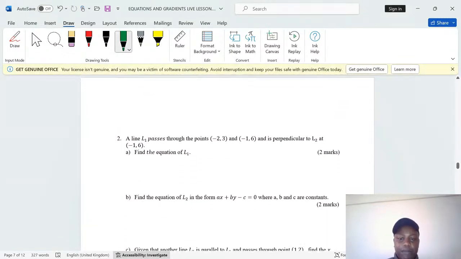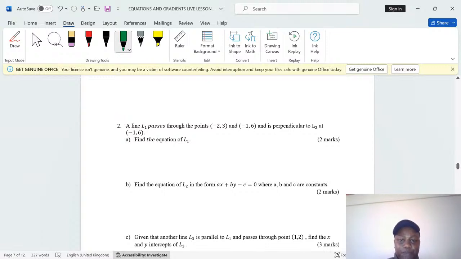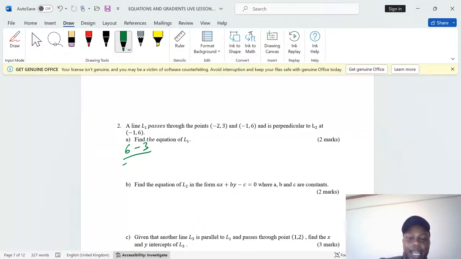This question is talking about a line which passes through (-2, 3) and (-1, 6) and is perpendicular to L2 at (-1, 6). Find the equation of L1. The equation of L1 will be found when we first of all find the gradient, such that change in y will take 6 minus 3 out of change in x, -1 minus -2. So this will give us 3 out of +1. And basically, the gradient will be 3.